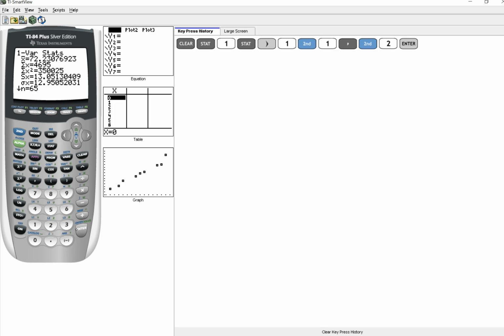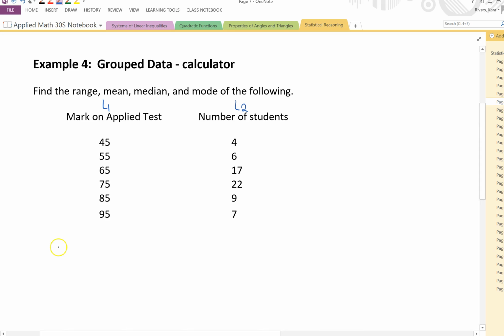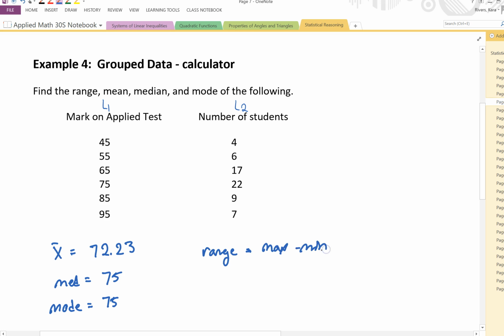So our single variable statistics, we've got our central tendencies, we've got our mean there. So our mean is 72.23. Our median reading off our calculator is 75. Our mode is 75. And our range is our max minus our min, which ends up being 95 minus 45, or 50.